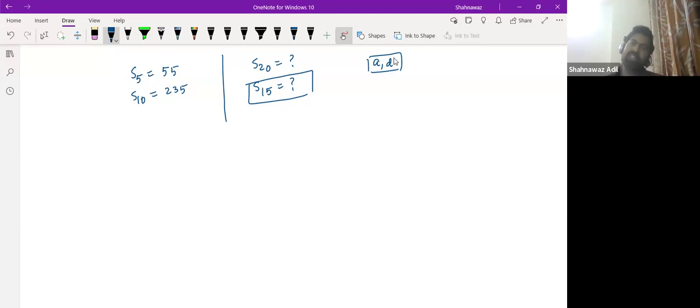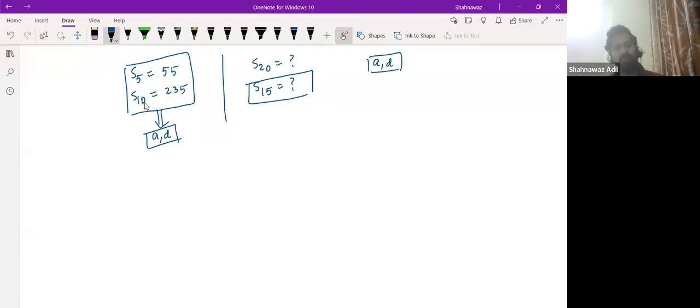Because you guys have asked, this is for you. Find a and d using these two equations, right? You can find a and d. Because S5 and S10 you know, you have to use the first formula of Sn, and you will get two linear equations. You guys know how to solve those, so that is the idea. Please do that. Or should we, okay, let me do it simultaneously.